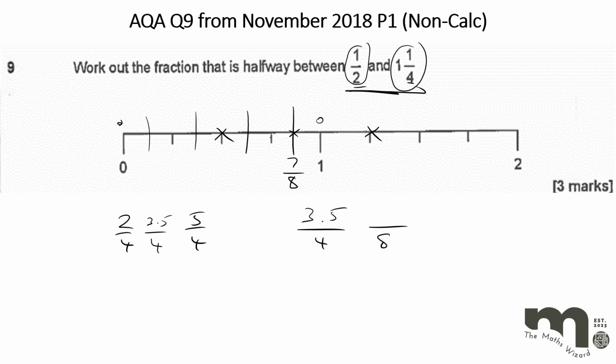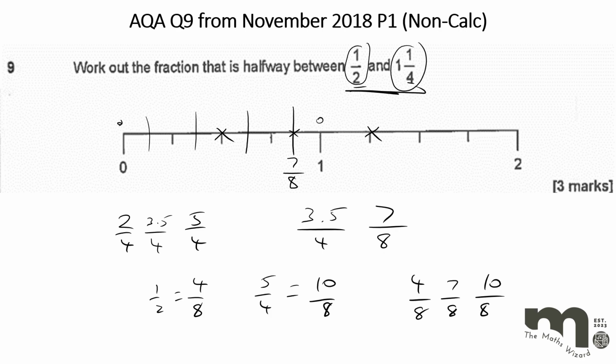Or we could just go straight to 8s if you want to. So we could do a half as 4 over 8, and then we could do 5 over 4 is going to be 10 over 8, and then we can do halfway between 4 and 10, which is 7. So we'd end up with 7/8 that way. So there's a couple of ways you can do it. You can ignore the number line totally and just use your common multiples there. So look at common multiples of 2 and 4, or we can use the number line to help us.